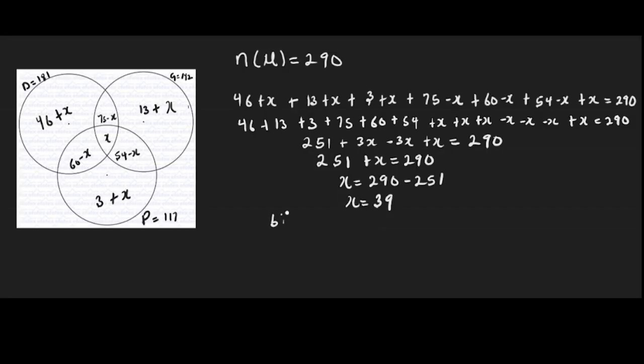B Roman figure 1 of the question says how many read all the 3 papers. That means 39 read all 3 papers. Here is the region for all the 3 papers, the intersection of Daily Times, Guardian, and the Punch. Those that read the 3 papers is here, x, and our x is equal to 39.